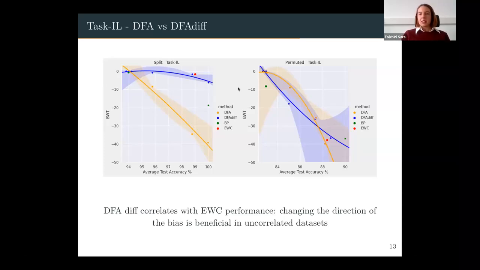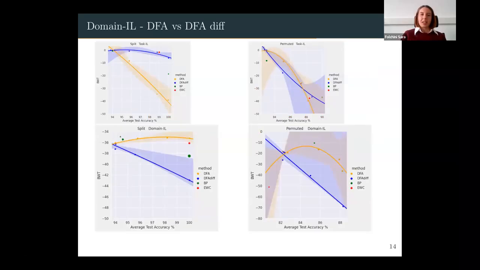These are the results for the task incremental learning, in which the last layer is reinitialized for every new task and is specific to every task. But what happens in domain incremental learning, where the whole network is shared among the tasks, including the last layer? Below, I show the plot for this scenario. And now the trend is reversed. DFA with the same feedback matrices is more powerful in both the split and the permuted dataset.